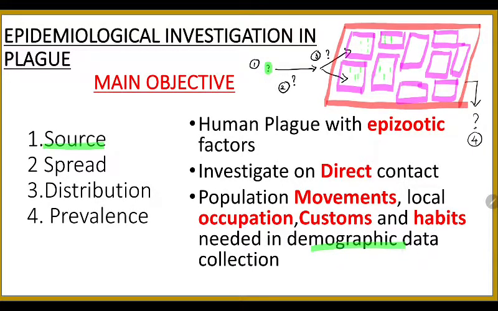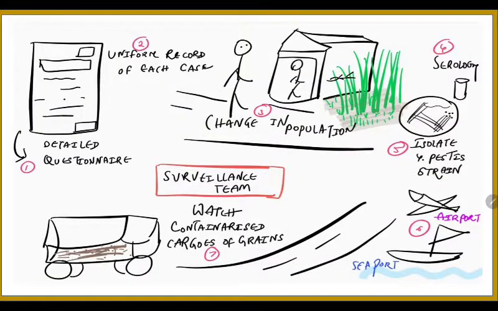In epidemiological investigation, the surveillance team should take a detailed questionnaire to elicit good demographic data, and a uniform record of each case of plague is a must. This investigation can be done in a place where there is a change of population, because a huge number of people are affected and dying. With the change in population, a serological survey must be done to say whether they have any carriers or not, symptomatic or asymptomatic people. Then we should isolate what strain of the species is there.